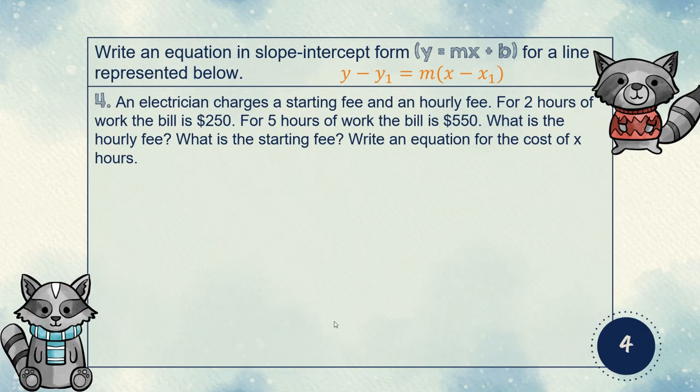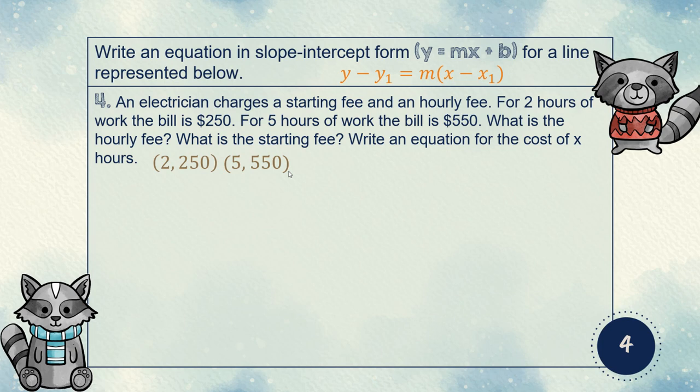Number 4, an electrician charges a starting fee and an hourly fee. For 2 hours of work, the bill is $250, and for 5 hours of work, the bill is $550. What is the hourly fee and what is the starting fee? The hourly fee is going to be m and the starting fee would be b. This time we're not told either one of those, but we're given two ordered pairs: 2 hours costing $250, 5 hours costing $550.